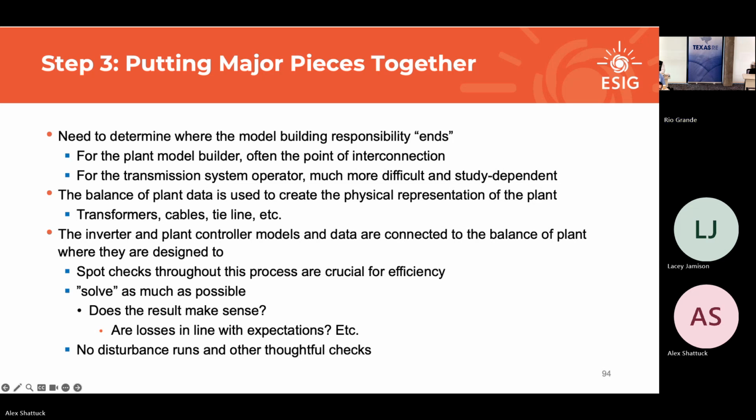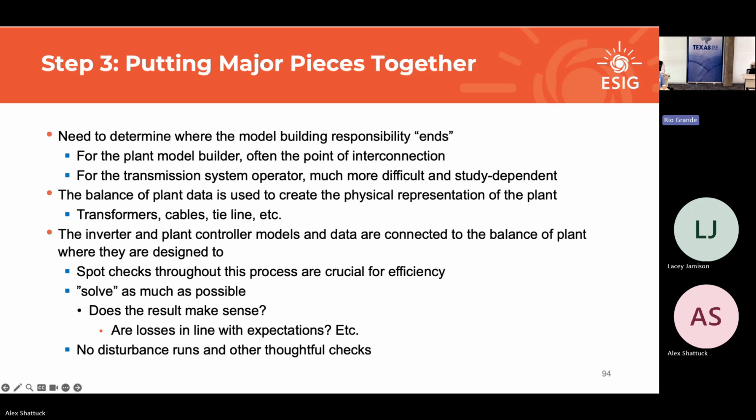Balance of plant data comes from physical representations, drawings, cut sheets, things like that. But make sure they fit together the way they're supposed to. Spot checks are really important.